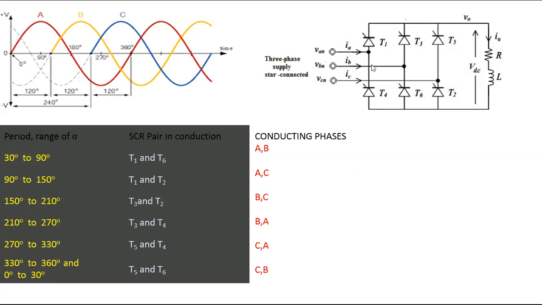So B, where is it connected? B is connected to T3. Therefore, the firing pulse is given to T3. Now the current starts to flow from B to T3. First, I will show the animation here once again.